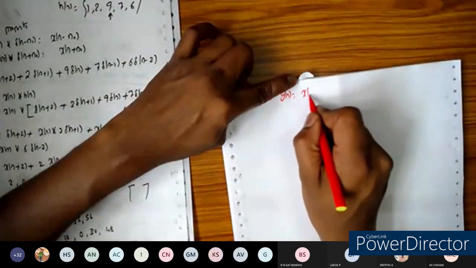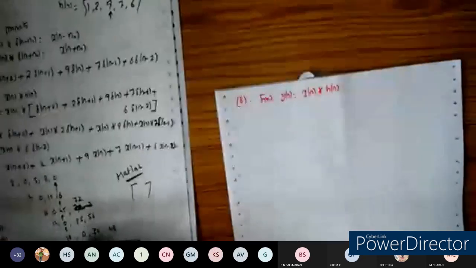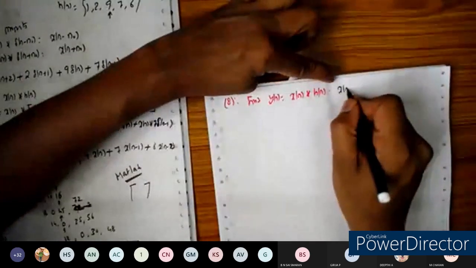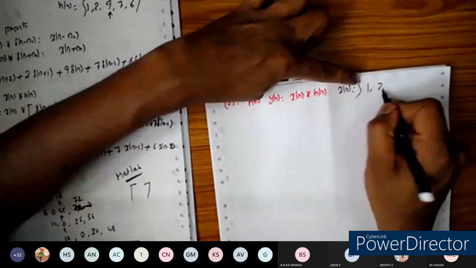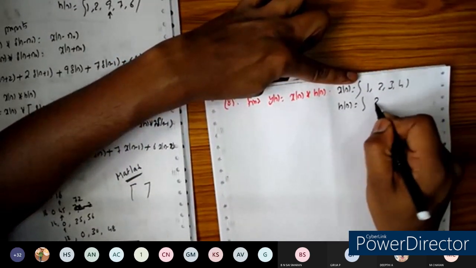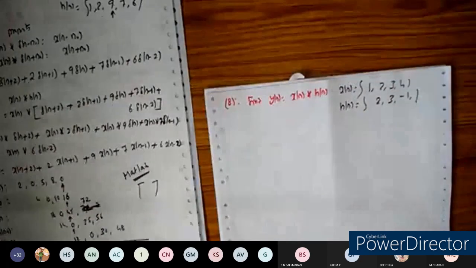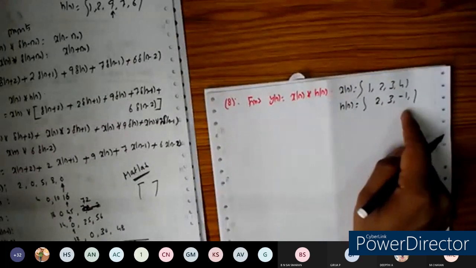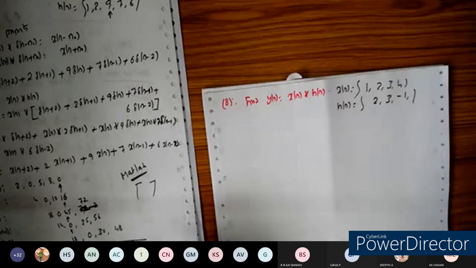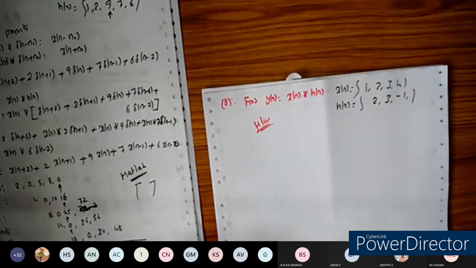So y of n is equal to x of n convolution with h of n. Take x of n is equal to 1, 2, 3, 4 and h of n is equal to 2, 3, minus 1. Okay, all are positive sided sequences. If I'm not going to indicate the origin, it means that all are positive sided sequences. So find the solution. Do this as homework. Tell me the answer in the next class.